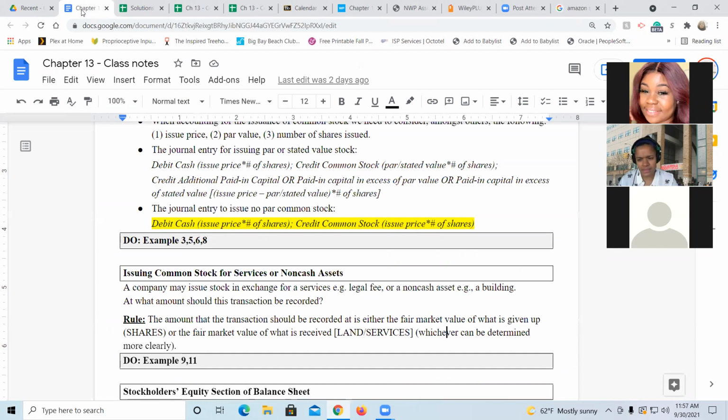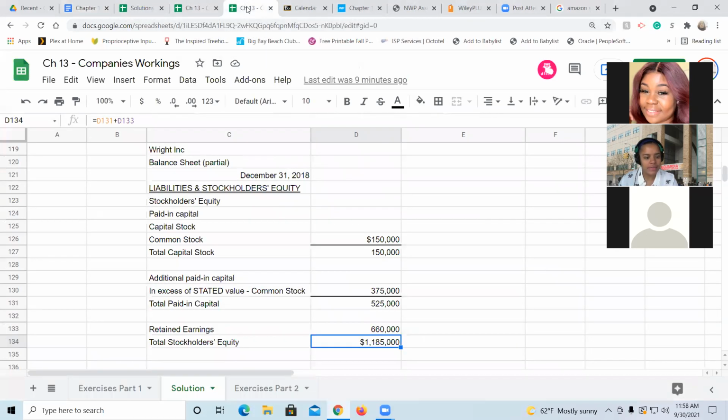Does anybody have questions about this before I launch into doing an example? Anything that's unclear right now before we even move on? All right, there's nothing in the chat. We seem to be fine.